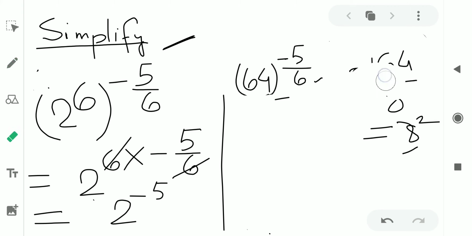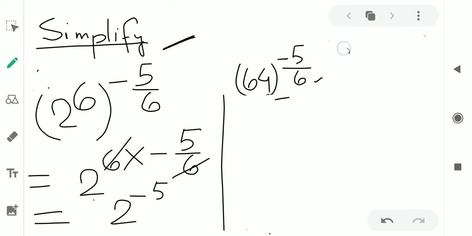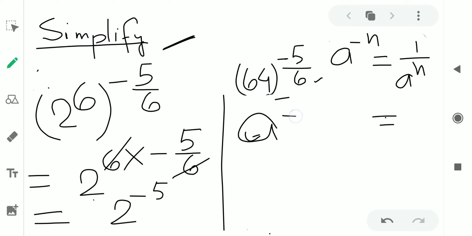Again, I had taught you one more formula, similar to a to the power minus 1. The formula is a to the power minus n equals 1 by a to the power n. What does n mean here? n means any natural number except 1. Because if it is a to the power minus 1, it is simply 1 by a.